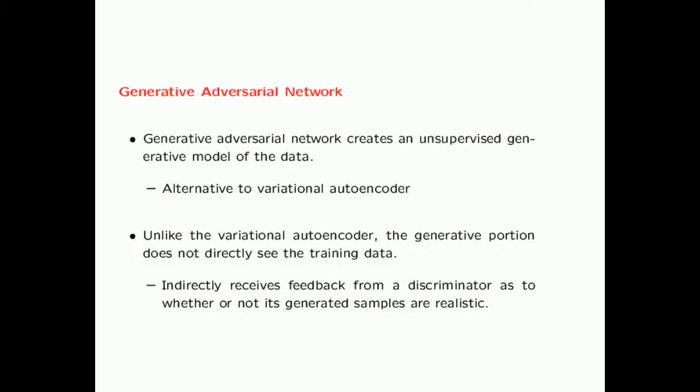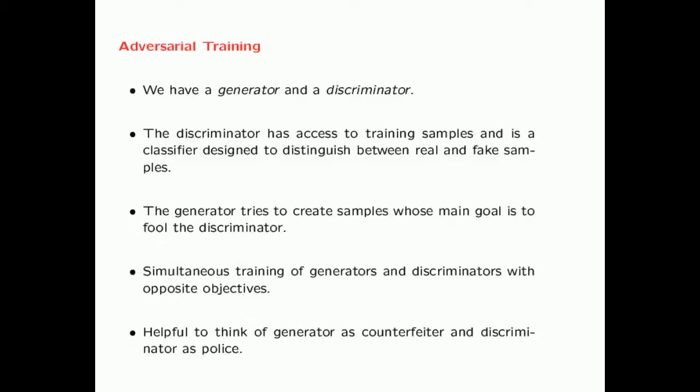Only a decoder is trained, and so the generative portion of a generative adversarial network, which is your decoder, does not directly see the training data. Instead, the generative portion indirectly receives feedback from a discriminator as to whether or not its generated samples are realistic. So let us discuss the notion of adversarial training, which is used in a generative adversarial network.